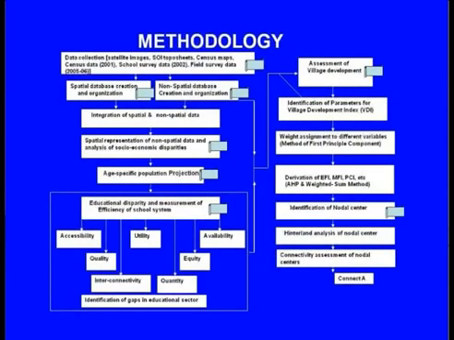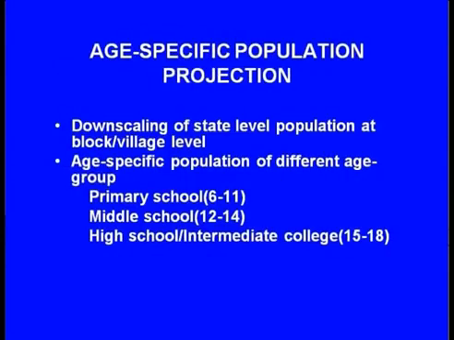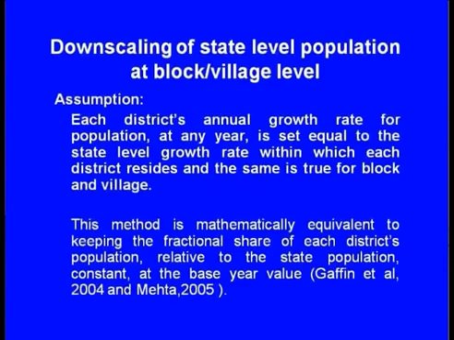Thereafter, age specific population projections are carried out, so that we can identify the group of children going at various levels. This has to be carried out because the census data only provides the number of children between the age group of 0 to 18 and does not provide us any further categorization of the primary school going or middle school going children or the high school going children. So, this has to be downscaled from the state level population to the village level population.